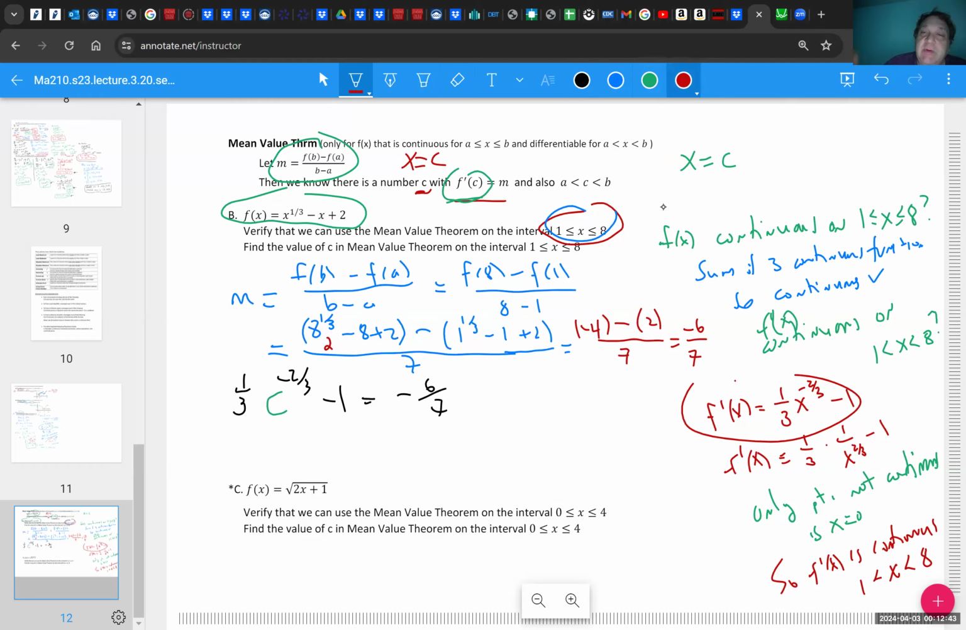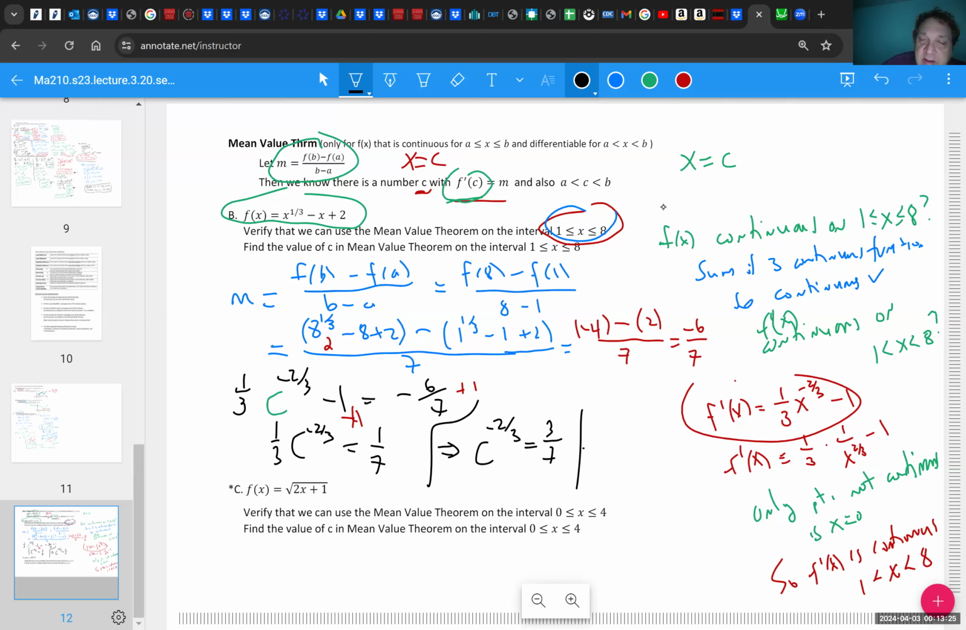All right, so I'm going to add 1 to both sides and just do the normal algebra solving thing. So c to the -2/3 times 1/3 has to equal, if I add 1 to both sides, I'm adding 1 to -6/7, which is positive 1/7. -6/7 plus 7/7 is positive 1/7. I'm going to multiply both sides by 3. I'm running out of room, so I'll just put a little arrow here. That gives me c to the -2/3 is equal to 3 over 7.